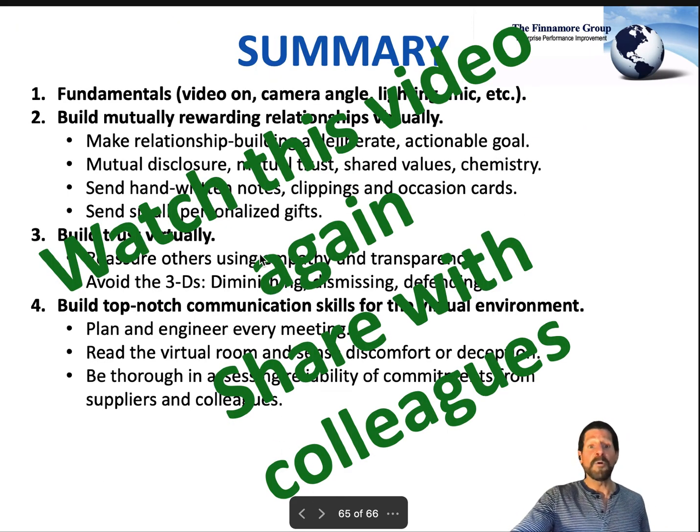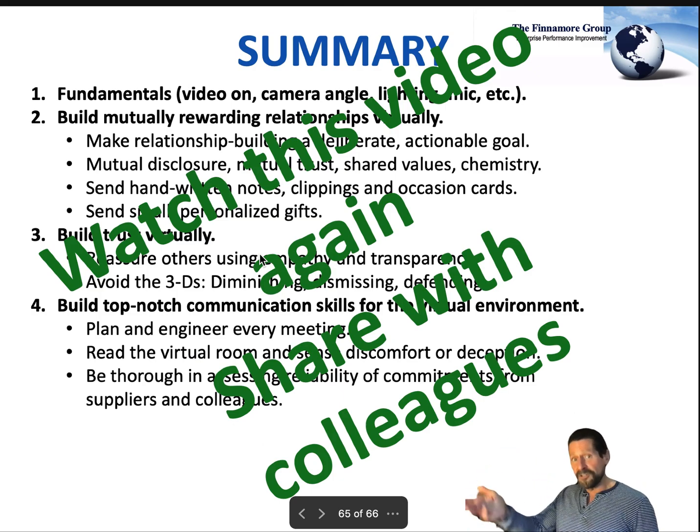So, a quick summary then. We have the fundamentals, right? Camera angle, video on, lighting, all those things. Then we have build mutually rewarding relationships virtually. So make relationships a deliberate goal. Remember, mutual disclosure, shared values, chemistry. We want to cultivate those things. Send handwritten notes, clippings. Send small, occasional personalized gifts with special notes on them based on your knowledge of their passion, hobbies, and the open door interests. Build trust virtually, and that's all about hear them out, empathize, ask questions, take action. So that's empathy, and then on the other side, transparency.